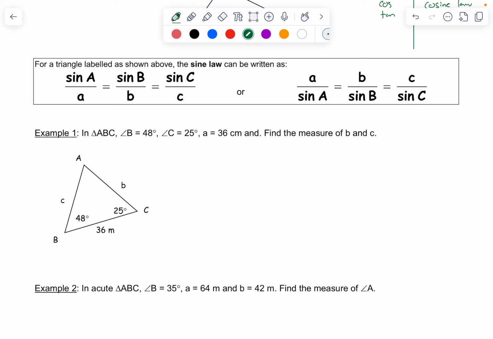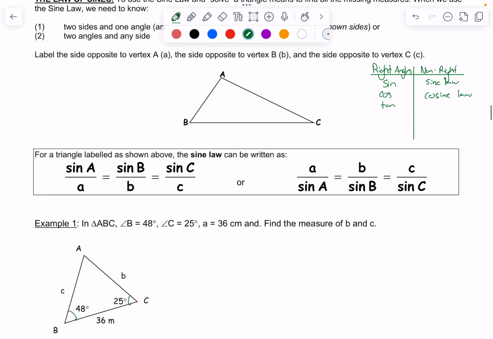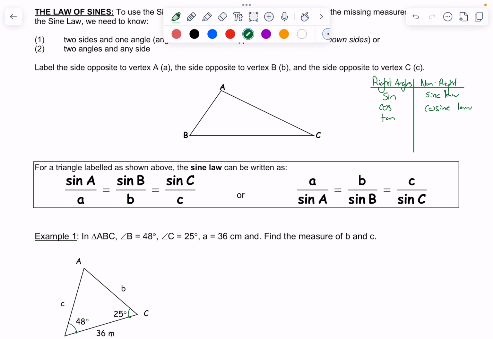So in example 1, in triangle ABC, angle B is 48 degrees, so this angle here. Angle C is 25 degrees, so that angle there. And side length a is 36 centimeters. Find the measurements of B and C. Oh, and actually, let me just jump right back up, just so you understand the notation on a triangle, like what these little letters mean here. That's what this example right here is kind of just showing you.